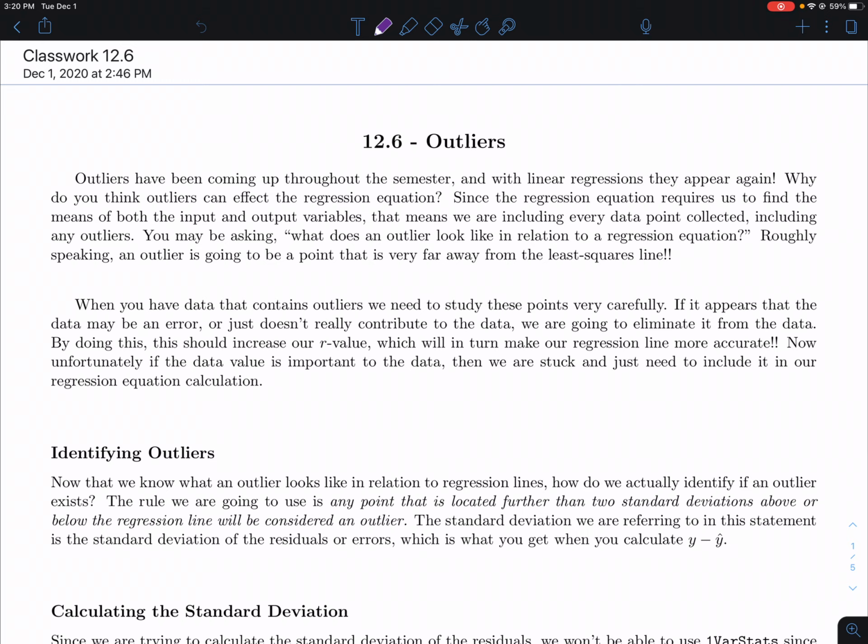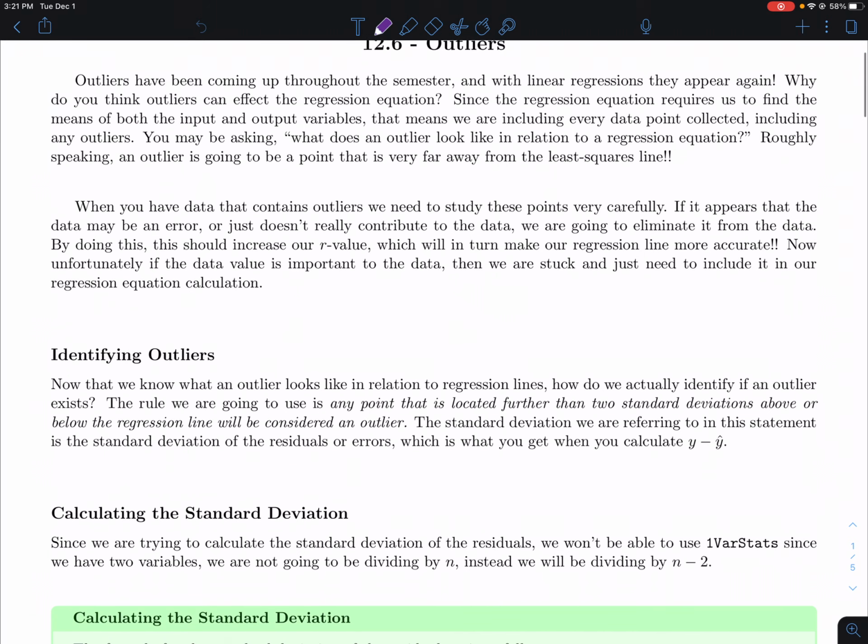So again, we've been looking at outliers pretty much throughout the whole semester. And so we're going to use kind of the same rule of thumb that we've been using before. So if something was bigger than two standard deviations away from the mean, that was kind of our outlier rule for regular data. The same thing's kind of true when we're talking about regression equations as well. So we're looking for things that are two standard deviations above or below the regression line.